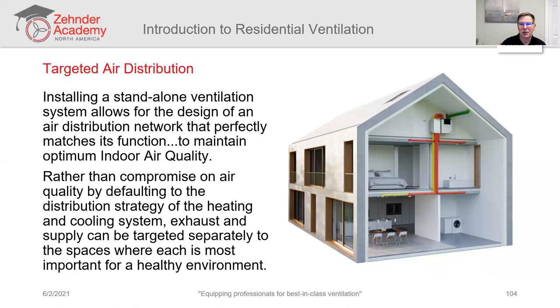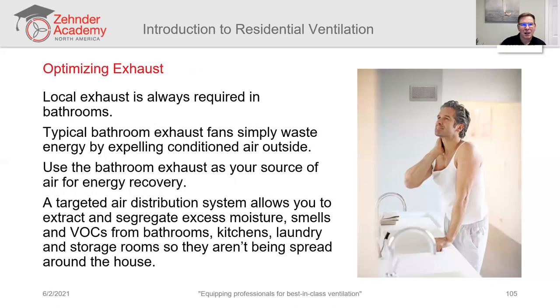This is basically just talking about not compromising, going for best practices in order to get the best results. Local exhaust is always required. So why not make your local exhaust the places where you take extract air for your ERV, for your balanced mechanical ventilation system with energy recovery. Bathrooms and kitchens are great places to do extract air. So let's have a targeted air distribution system that takes the extract air for the ERV from these spaces. And now we've met the code requirement for local exhaust, and we're improving indoor air quality and we're doing it with energy recovery.